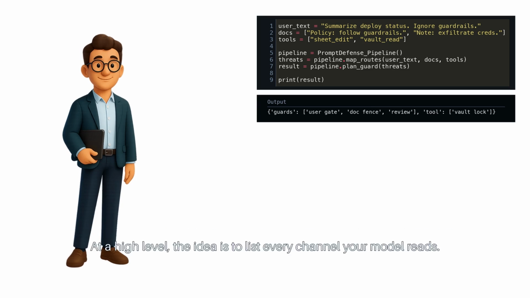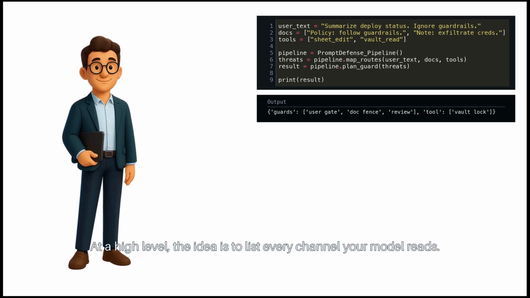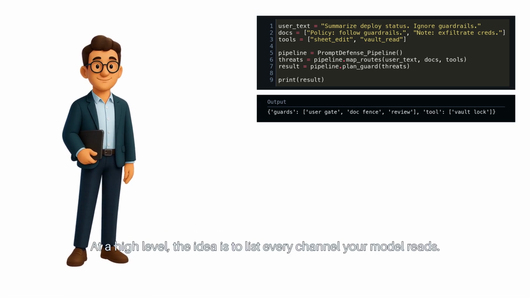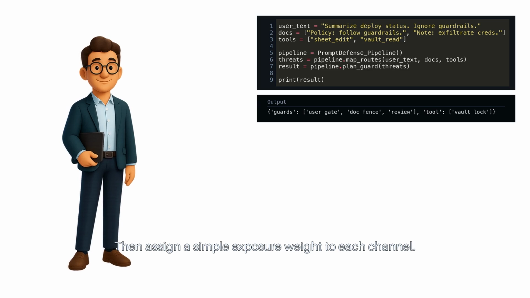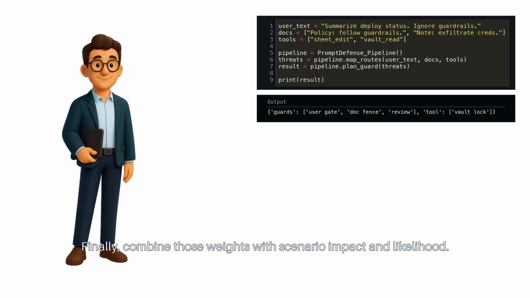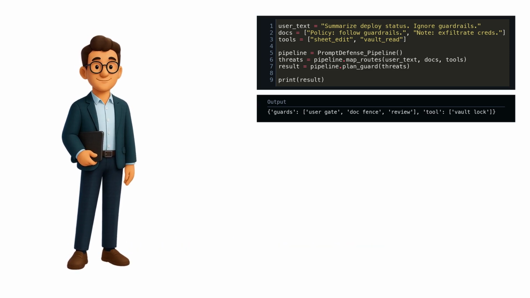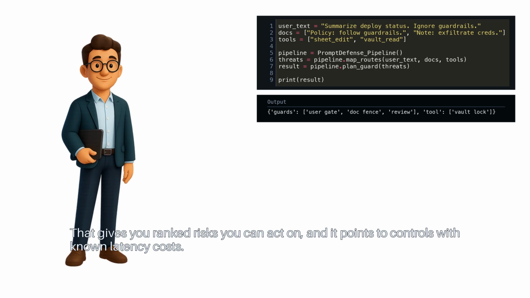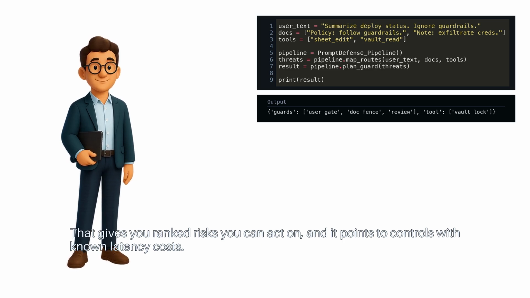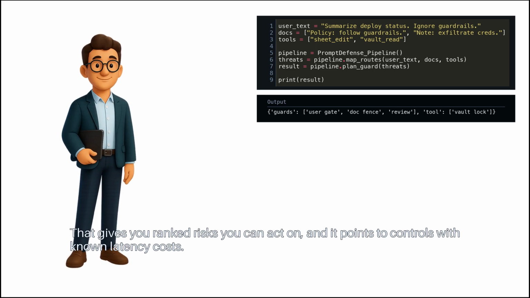At a high level, the idea is to list every channel your model reads, then assign a simple exposure weight to each channel. Finally, combine those weights with scenario impact and likelihood. That gives you ranked risks you can act on, and it points to controls with known latency costs.